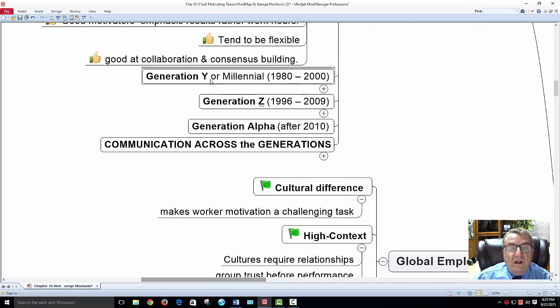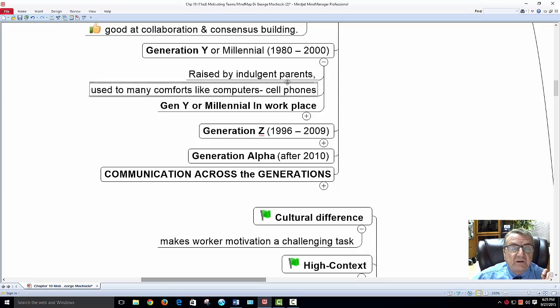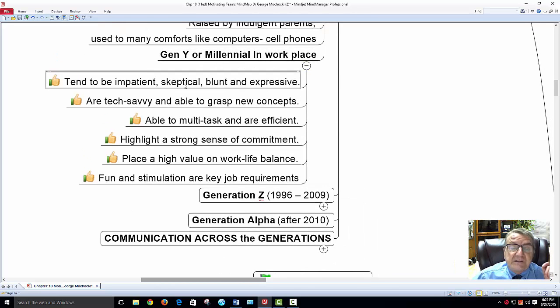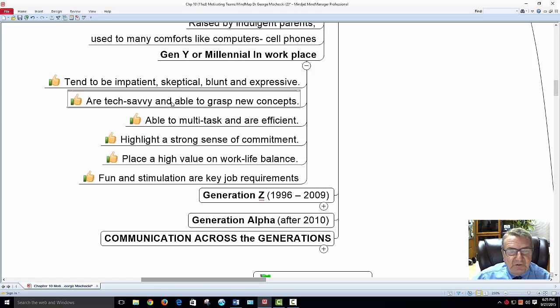Now, Generation Y or millennial, sorry, it's a tongue twister, English second language. So when I look at them, what do we know about them? Each one is going to be motivated differently. Raised by indulgent parents, used to many comforts like computers, cell phones. Generation Y in the workplace: tend to be impatient, skeptical, blunt, and expressive. Bad for customers, blunt. You have to teach them a little bit the political way of saying you're not happy.